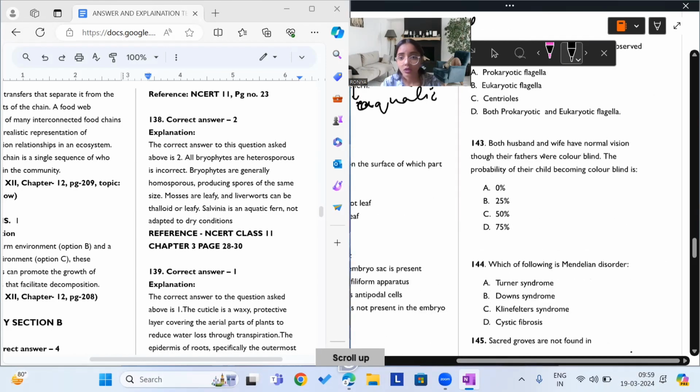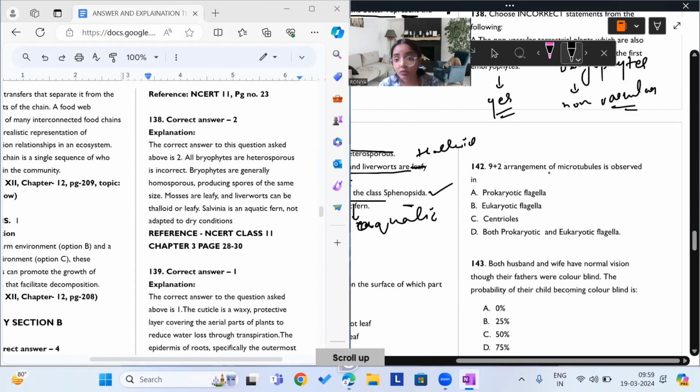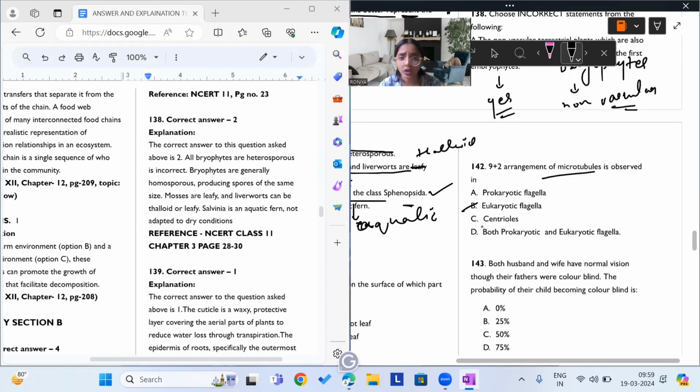Moving on to this. What does it say? It says 9+2 arrangement of microtubules is observed in eukaryotic flagella. Prokaryotic flagella does not have a 9+2 arrangement. It is something like this. Prokaryotic flagella appear something like this. Does not have 9+2 arrangement, remember.